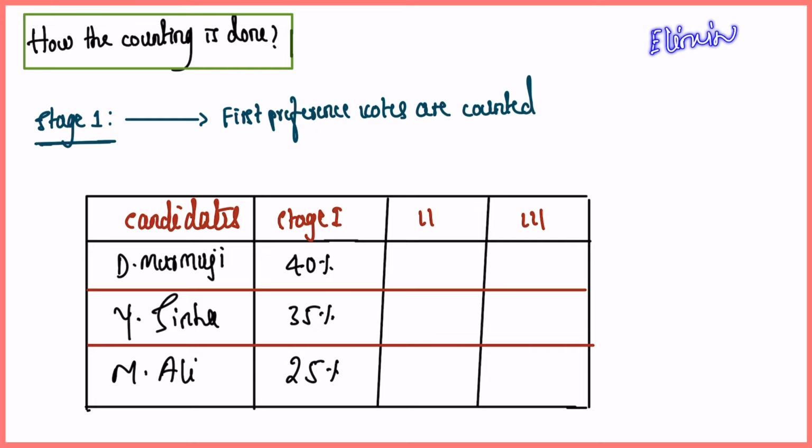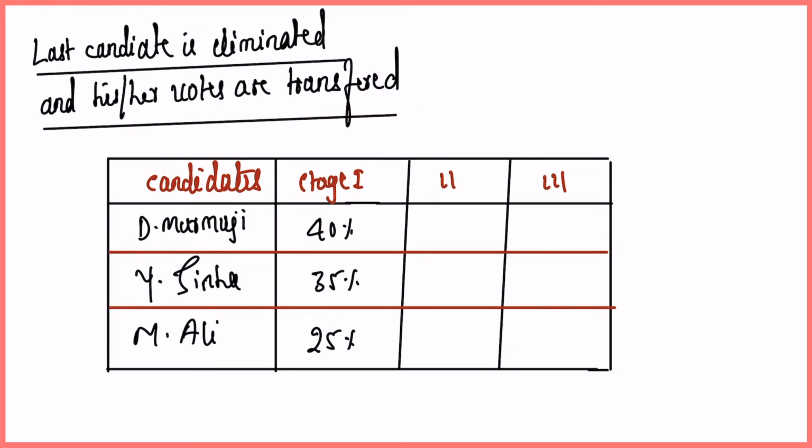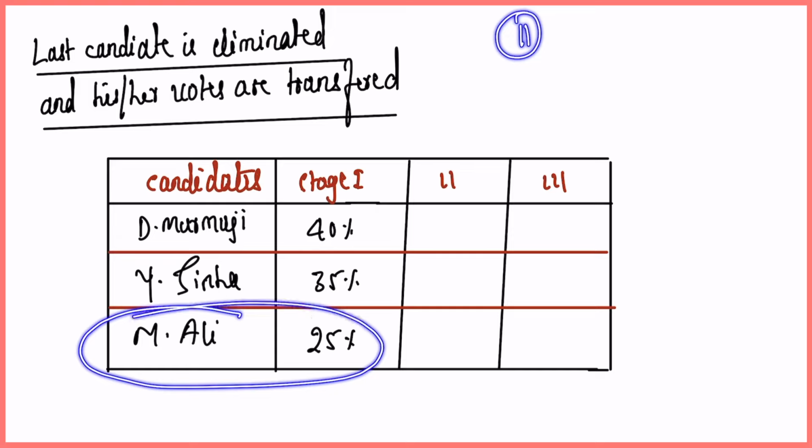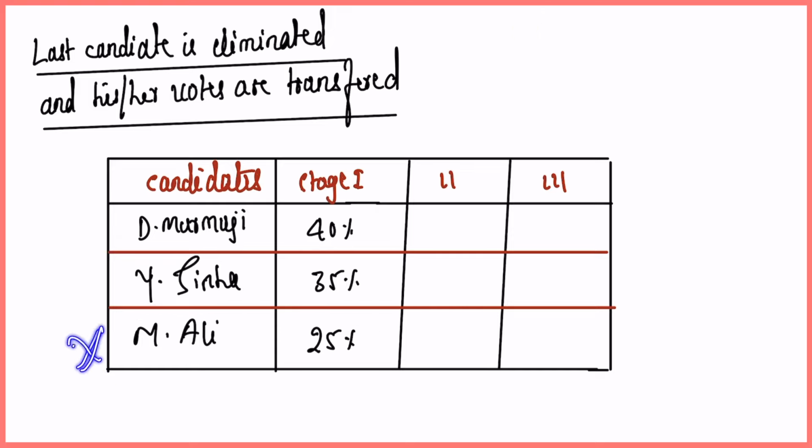Now, let us understand what this elimination is and what happens after that. Tell me, amongst these three candidates, who has received the least number of first preference votes? That is Muhammad Ali. Only 25% of electors are saying Muhammad Ali should be the president, and only 25% of the electorate has Muhammad Ali as their first preference, right? So in round 2, the person who has the least number of first preference votes is eliminated. He is removed from the race.